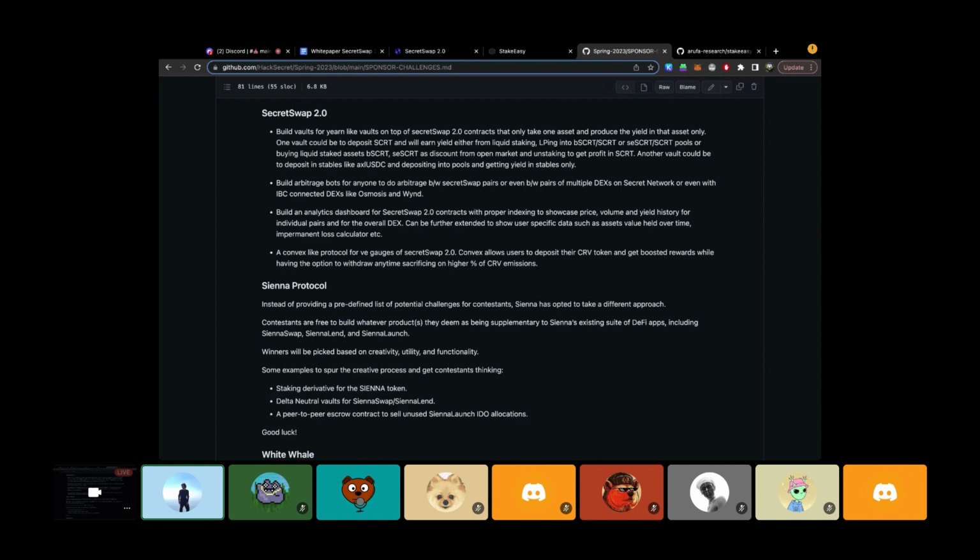And you can also think about different analytics that are not yet present in dashboards within other DEXs that can help SecretSwap. So that is also welcome.